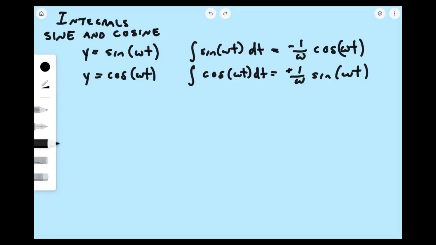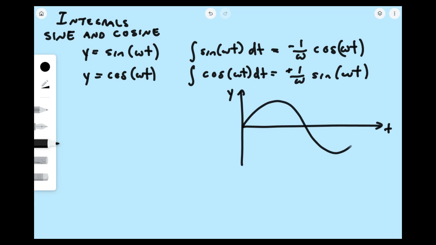Let's draw a sine curve. Here's my time axis, and here's my y-axis. And that's one cycle of a sine curve. In this location is time equals capital T, the period. And we started out at t equals 0. And for a sine curve, it goes between positive 1 and negative 1 on the y-axis.